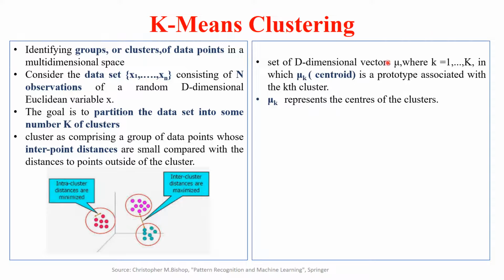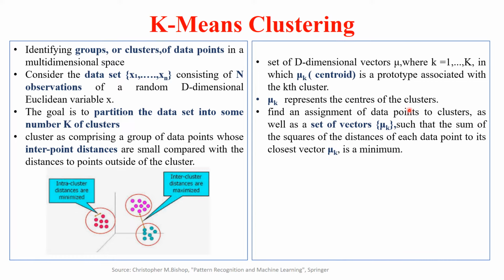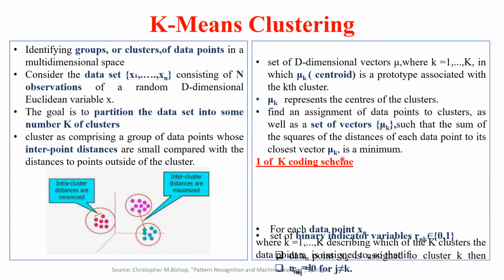Consider a set of d-dimensional vectors mu k, where k is equal to 1 to K, in which mu k represents the centroid, that is the prototype associated with the kth cluster. Mu k represents the centers of the clusters. Now we need to find some assignment of the data points to clusters as well as a set of vectors mu k in such a way that the sum of the squares of the distances of each data point to its closest vector mu k is minimum.